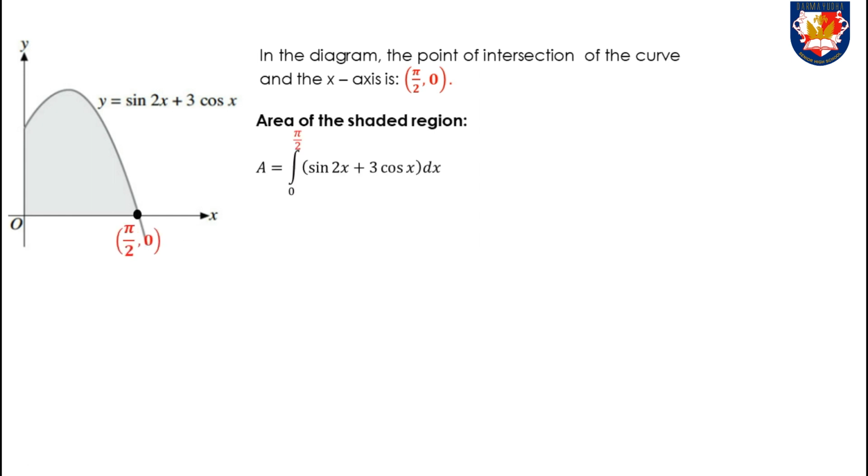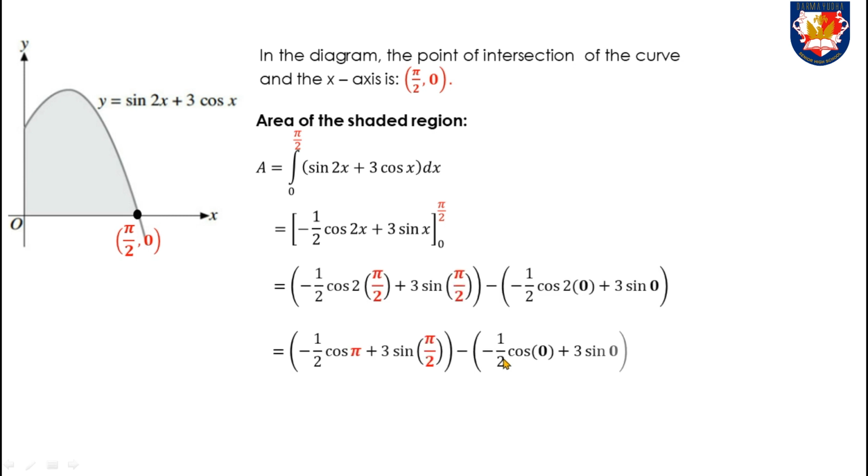Now, the area of the shaded region is defined as A equals the integral of sin 2x plus 3 cos x dx from 0 to pi over 2. And then, this will be negative 1 over 2 cos 2x plus 3 sin x with the lower limit 0 and the upper limit pi over 2. Substituting these values by the definition of definite integral, we have the following. The result is 1 over 2 plus 3 minus negative 1 over 2 plus 0, which equals 4 units squared.